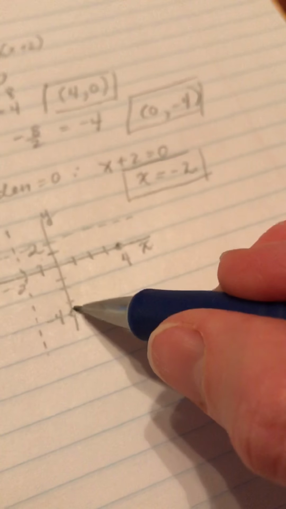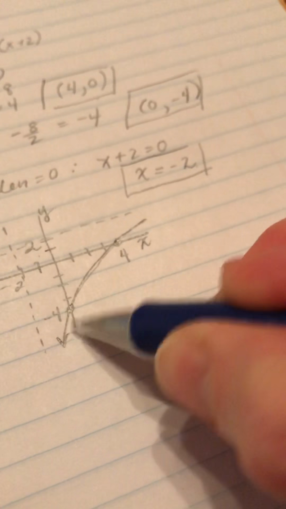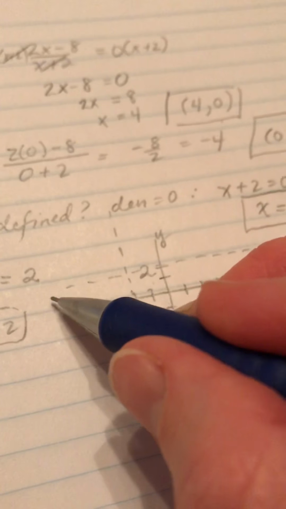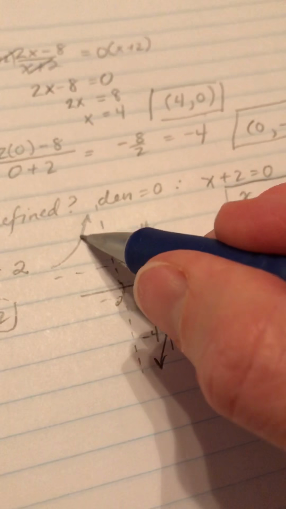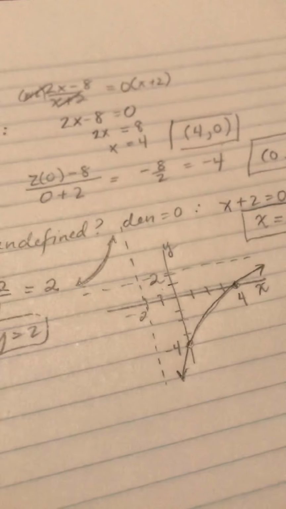So to draw this in, then you would just want to draw the curve through those points, approaching the asymptotes. Up here, I probably should extend it a little bit. You've got a curve up here that's a similar type of shape to the one down here. And that's it.